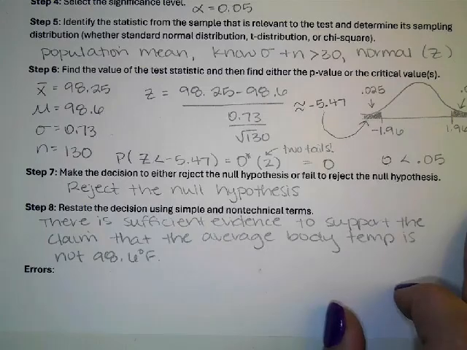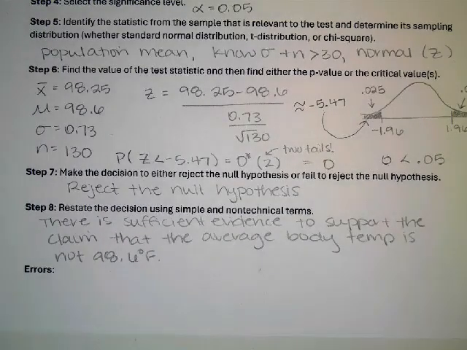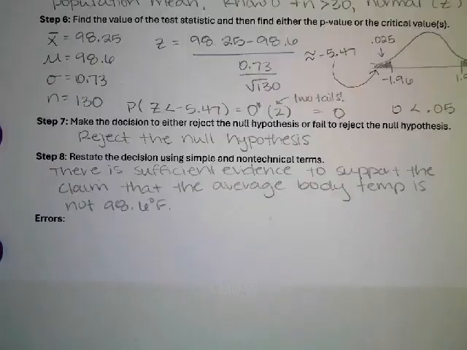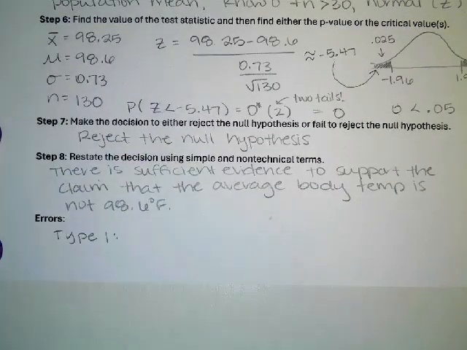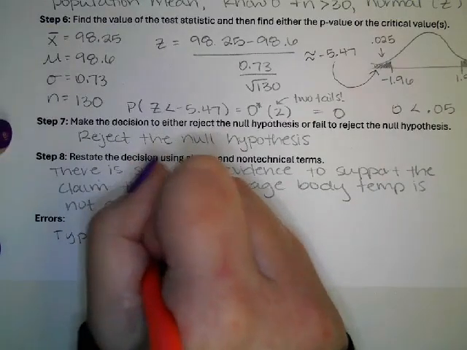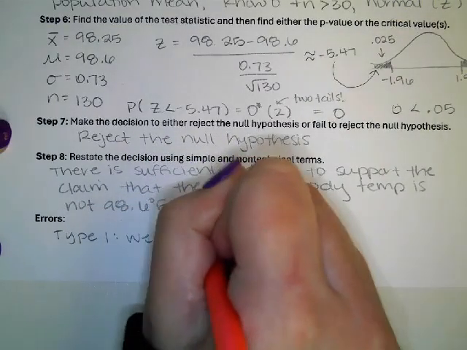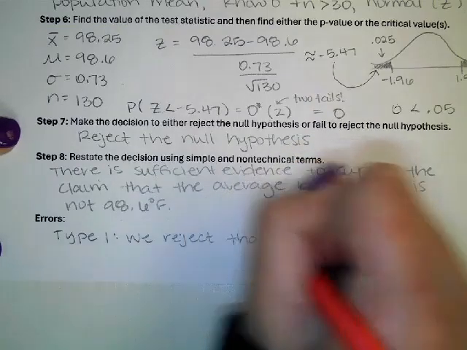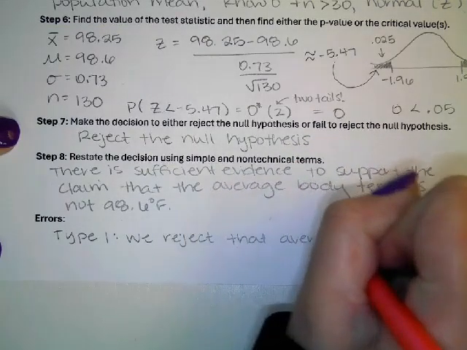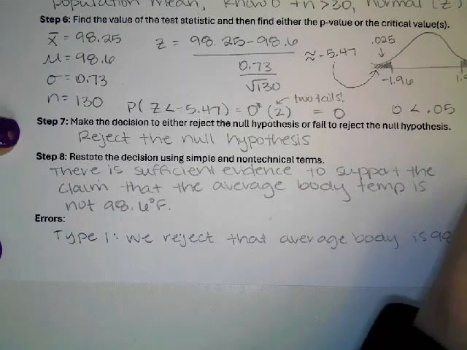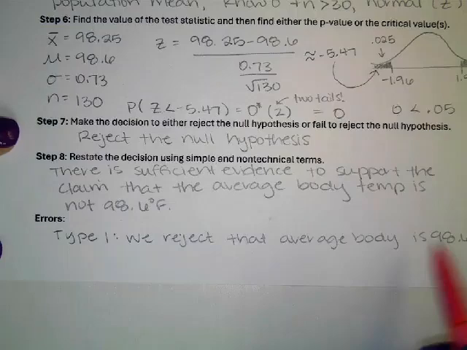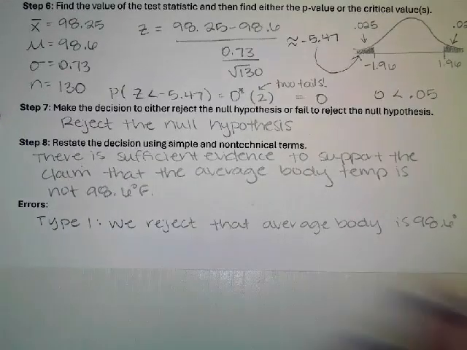Okay, so let's go through and write down the type 1 error and the type 2 error for this situation, and then we'll be done. Type 1 error is that you reject a true null hypothesis. So this would be, we reject that the average body temp is 98.6 degrees. We reject a true null hypothesis. So we reject that the average body temp is 98.6 degrees, but it is.